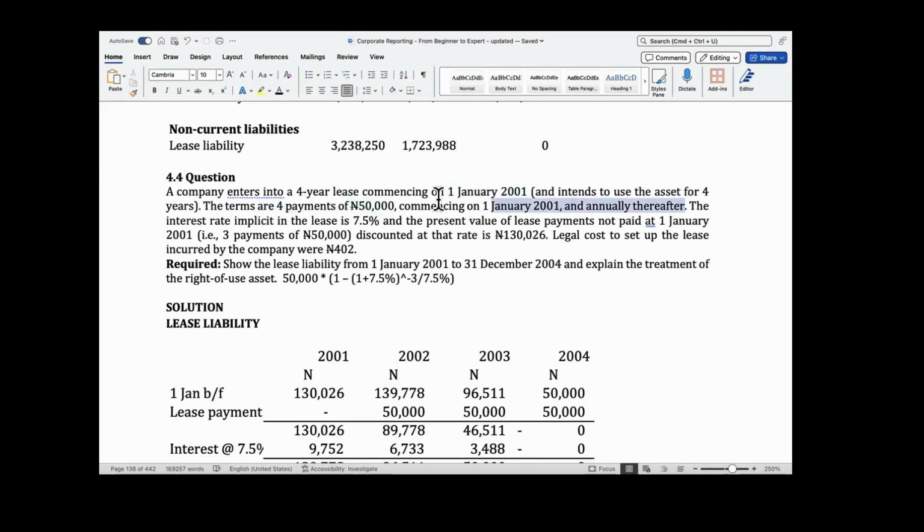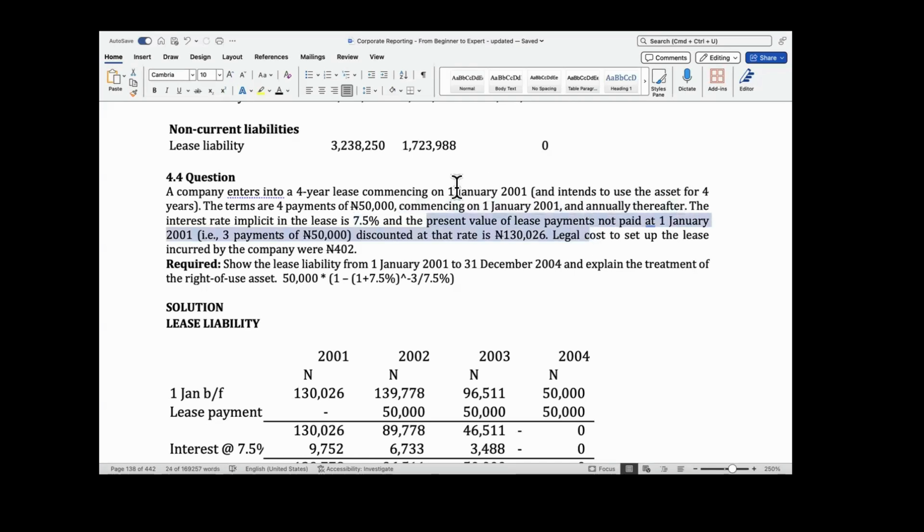Okay. So this one is showing that the lease rental will be paid in advance. The lease rental will be paid at the beginning of every year. So this is different from the last question we solved, where the lease rental was paid in arrears, that is at the end of every year. So it's quite different. So here now, the interest rate implicit in the lease is 7.5. And like I told you, they always give you the PV of the lease rentals.